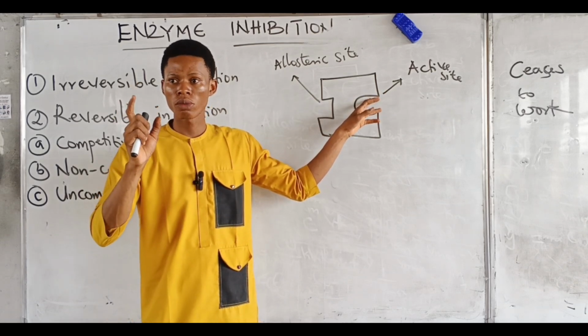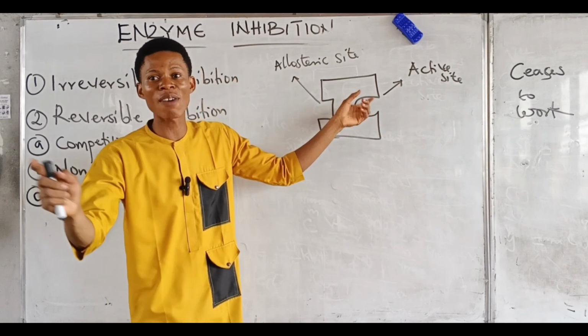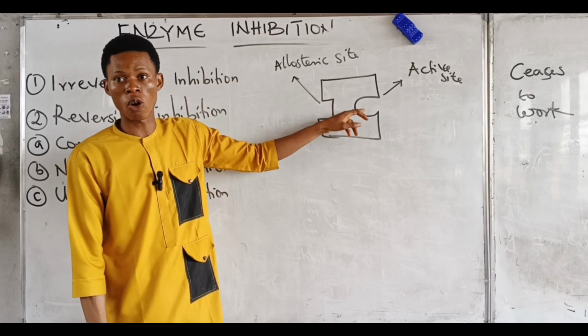But there is a rule. Anything that can bind to this active site of the enzyme must have the same shape as this active site, true or false?